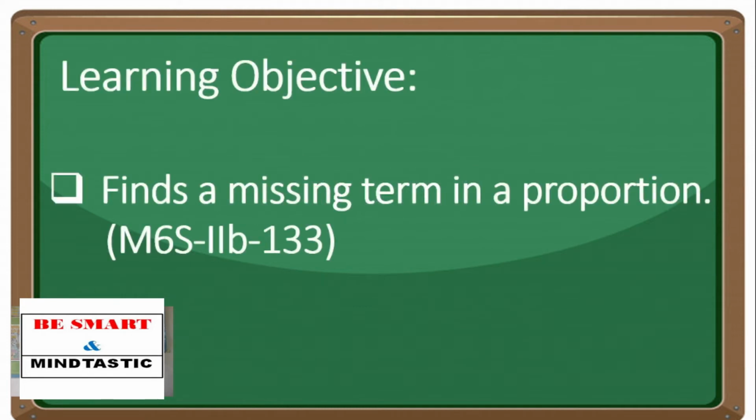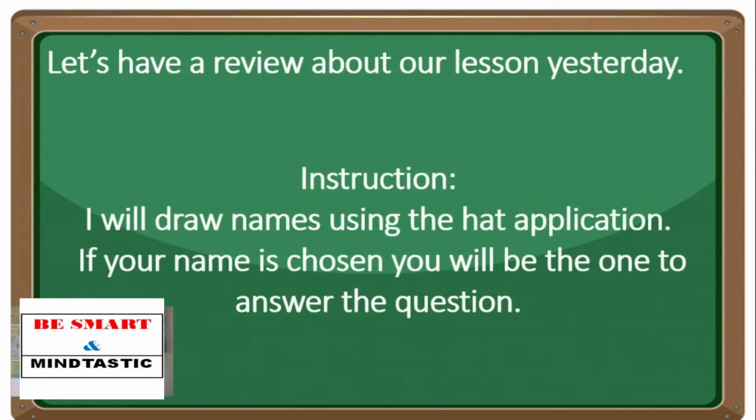So our learning objective today is to find a missing term in a proportion. So let's have a review about our lesson yesterday. I will draw names using the hat application. And if your name is chosen, you will be the one to answer the question. So did you understand? Okay, so let's start.